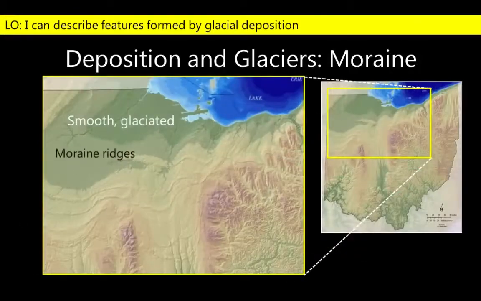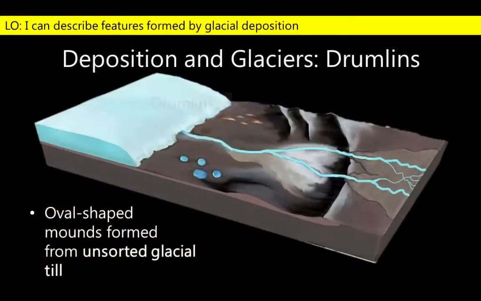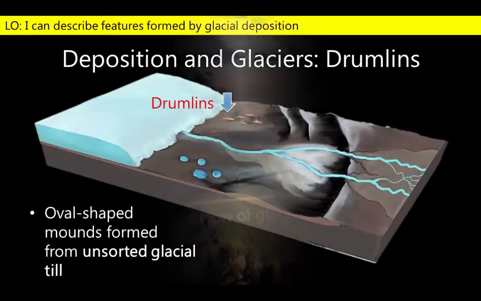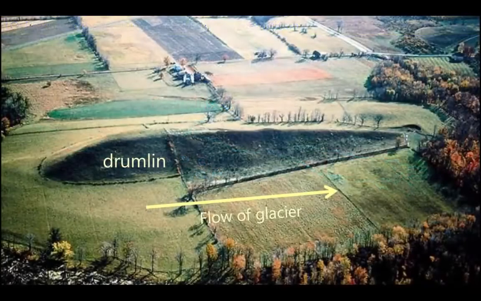Ice sheets leave behind moraines that can be traced for hundreds of kilometers across multiple states. For example, this shaded relief map of Ohio shows the positions of several moraines stretching across the northwest corner of the state and into neighboring Indiana. Piles of unsorted glacial till can be trapped by an advancing glacier and shaped into oblong mounds known as drumlins that narrow in the direction of glacial motion.